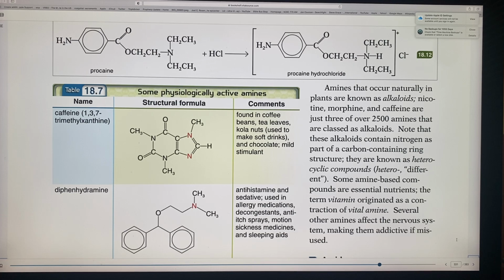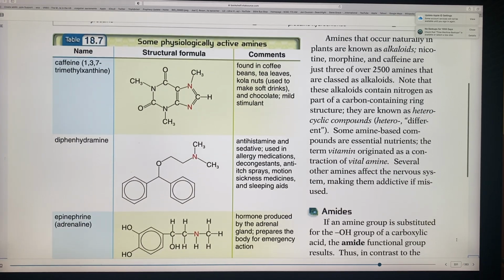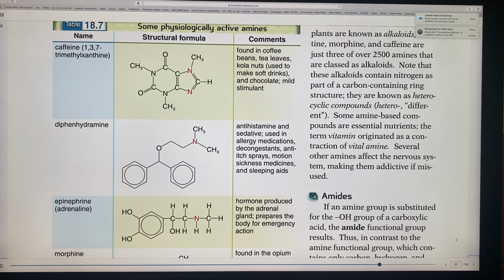And among these, alkaloids contain nitrogen, of course, and carbon rings, so they're known as heterocyclic compounds. Hetero means different. Some amines are based on compounds of nutrients like vitamins, so vitamins can be amines too. So we're looking at a lot of different areas. Here are some pictures of amines.